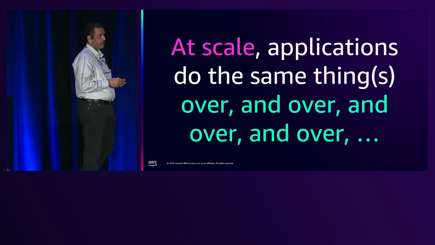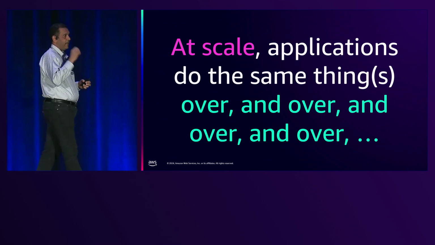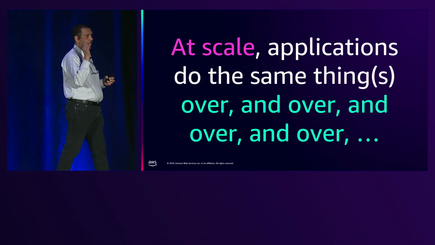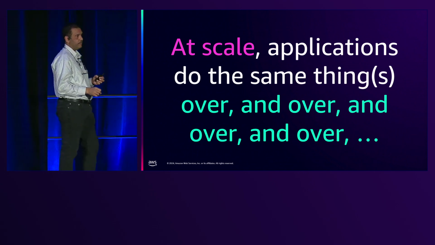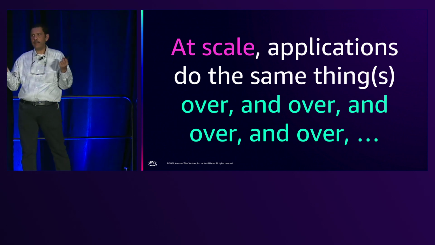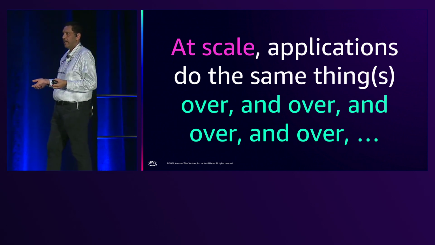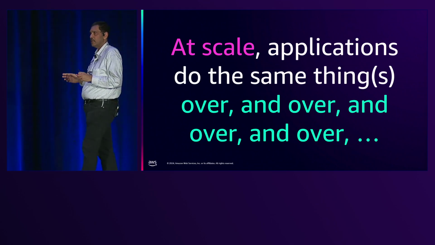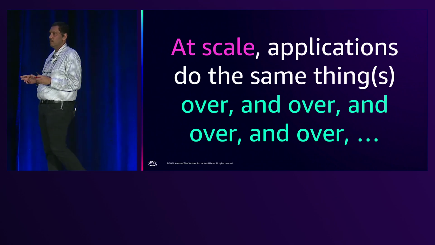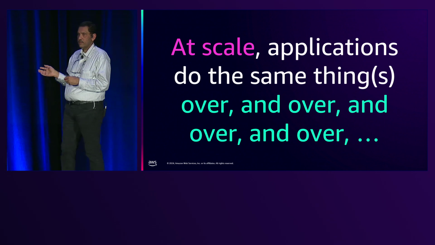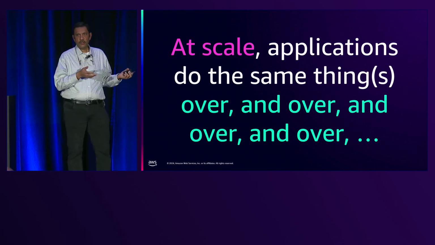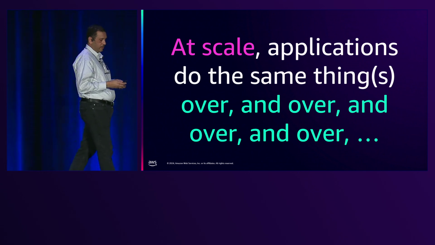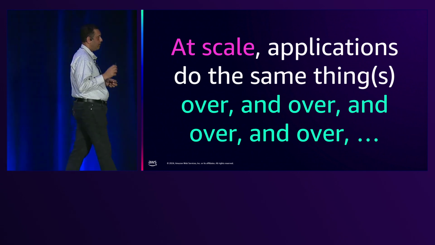So Joe talked about this earlier. Applications at scale do the same things over and over and over again, right? Think about your applications. When you operate at scale, does your shopping cart suddenly decide it wants to do something else, like searching for something? No. Shopping carts do shopping cart things. Search does search things. They do the same things over and over again.